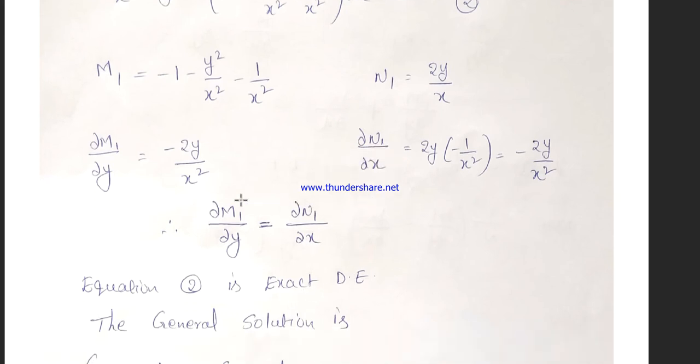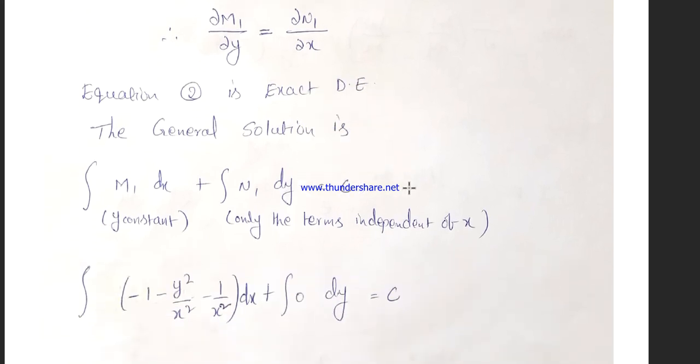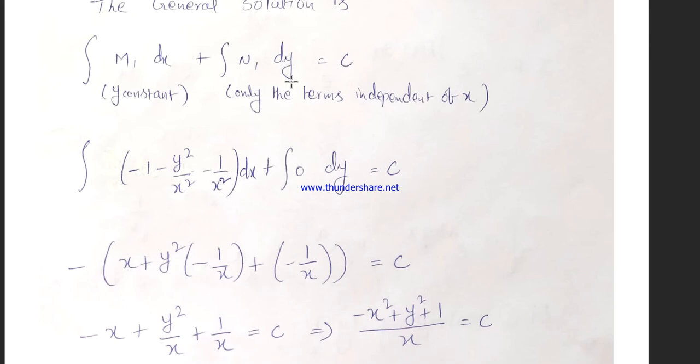Equation 2 is an exact differential equation because it satisfies the exactness condition. So the general solution is integral M1 dx plus integral N1 dy equal to c. That is, in the integral M1 dx, y is constant, and in integral N1 dy, only the terms independent of x. So write M1, minus 1 minus y square by x square minus 1 by x square dx plus. In the N1 no term is independent of x, so that's why we can write here 0 dy equal to c. Now the negative sign written outside, and here the integrand is 1, so integral dx is x, plus y square is constant, 1 by x square integration is minus 1 by x, plus integral 1 by x square is minus 1 by x, that is equal to c.